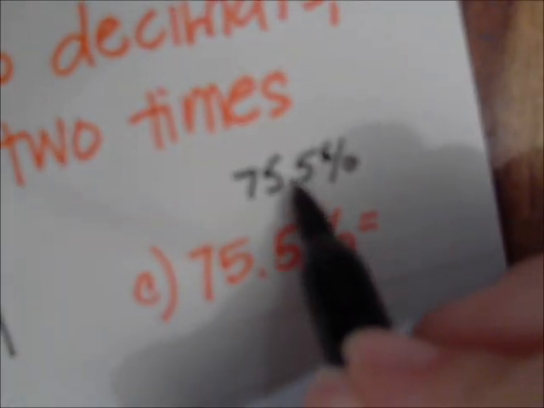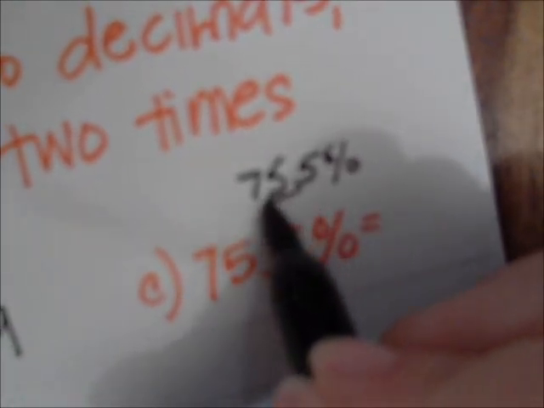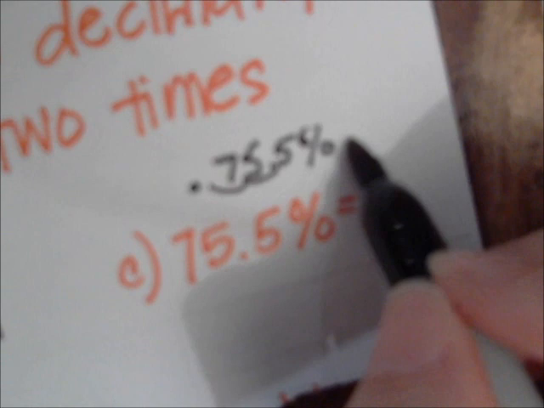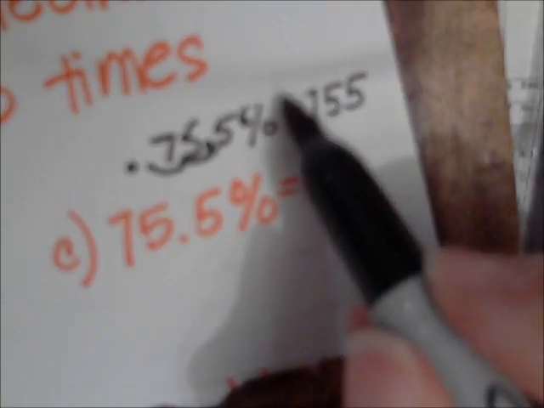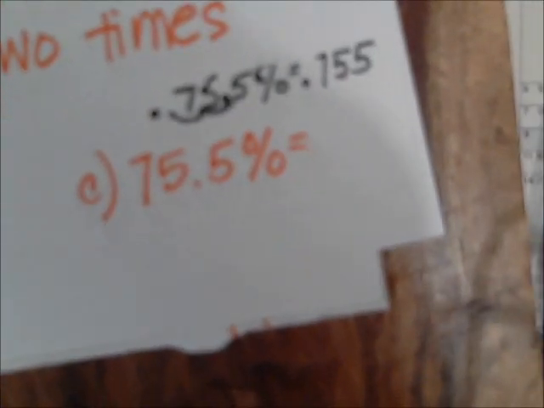I want to go 1, 2 to the left. My answer is actually 755 thousandths, because I moved the decimal 1, 2, and I have my answer. Okay, so that is how you can convert decimals to percents and percents to decimals.